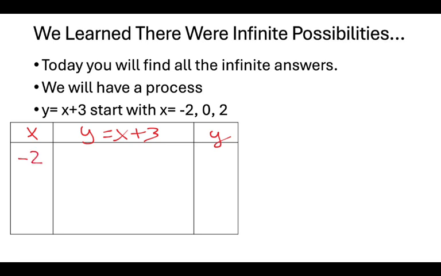When we do that, where do we put that -2 in the equation in the middle here? In the x value. So y equals, instead of this x, I'm going to write -2. Y equals -2 plus 3. And what does that equal? Y equals 1, and I'm putting a 1 right there. What does that make my ordered pair? -2, 1.